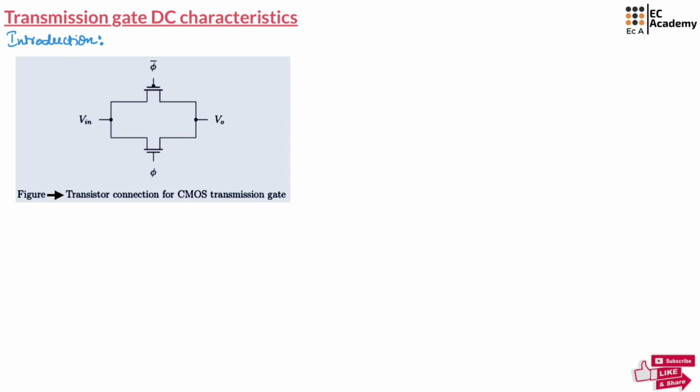Each transistor has its own separate gate connection as shown in this figure, but they share common source and drain terminals. The control signal denoted as phi is applied to gate of NMOS and its complement phi bar is applied to gate of PMOS transistor. These complementary control signals ensure that one transistor is always on and the other transistor is off. That will allow for effective switching.